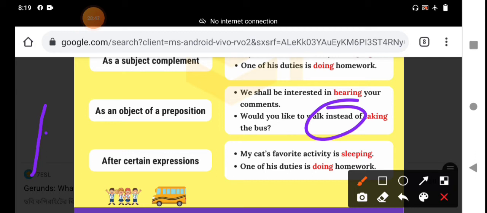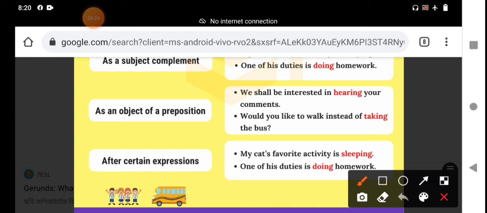That's why, my dear students, the gerund has the same functions as a noun. For example, smoking causes lung cancer. What is the function of smoking in this sentence? Smoking is the subject of the verb causes.